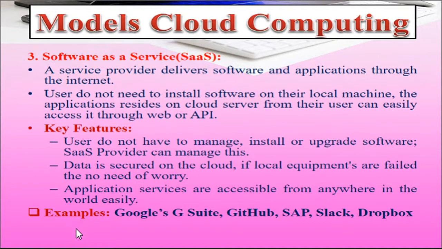So what are the examples of software as a service? The first examples are Google G Suite, GitHub, SAP, Slack and Dropbox. These are the examples of software as a service.